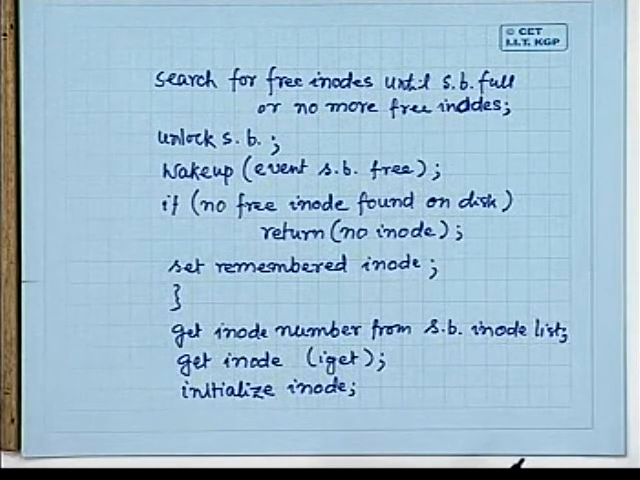So this will be the algorithm which is followed for getting an unallocated inode for a newly created file or a newly created directory.